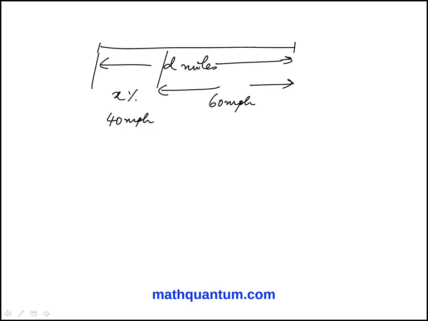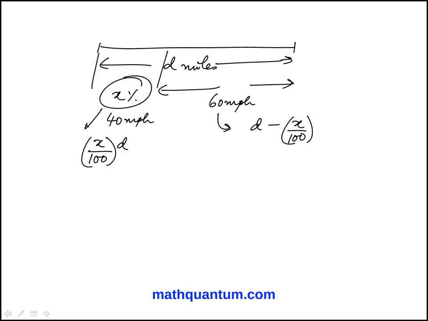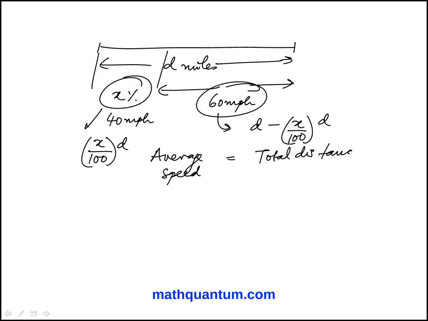So this distance here, X%, would be X% of d, X over 100 times d. And that remaining distance would be d minus X over 100 times d, that she traveled at 60 miles per hour. Now, in all average speed problems, you compute the average speed as the total distance traveled divided by total time. That's the expression you should always use. So total distance here is d. So that's the easy part.